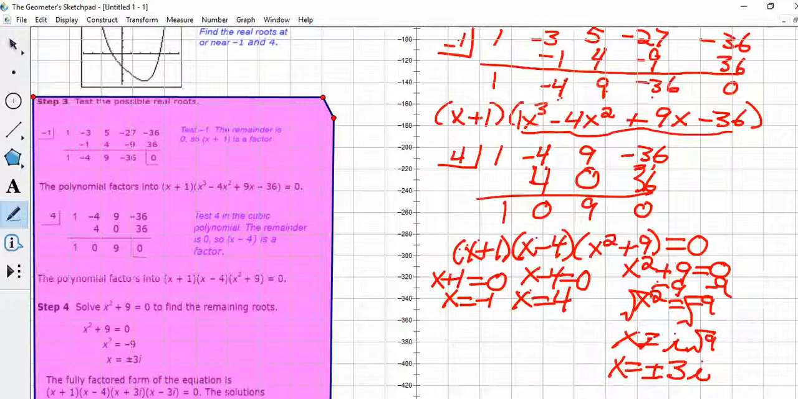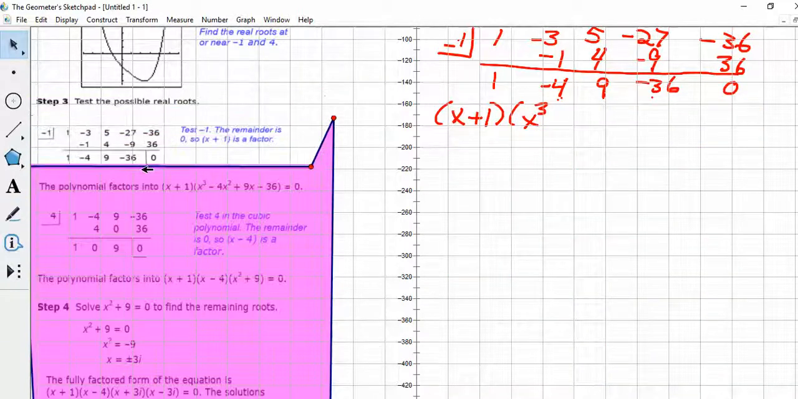So we knew that it should have 4 roots because this was x to the 4th. And we had found our real roots already.